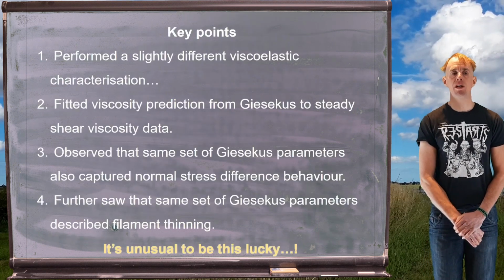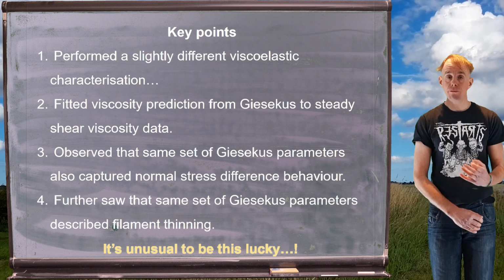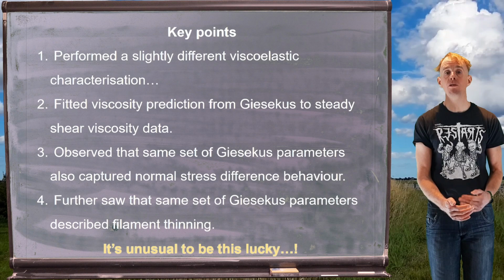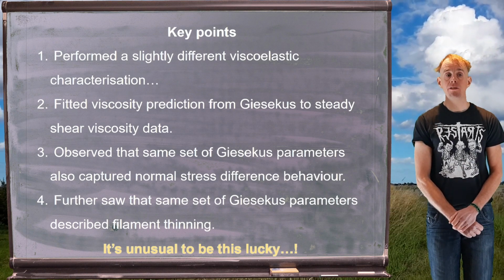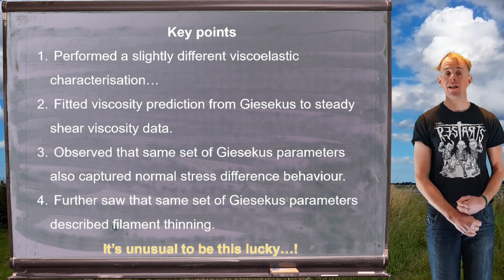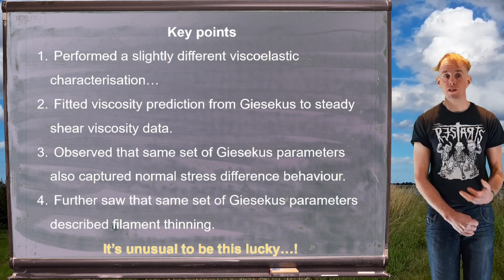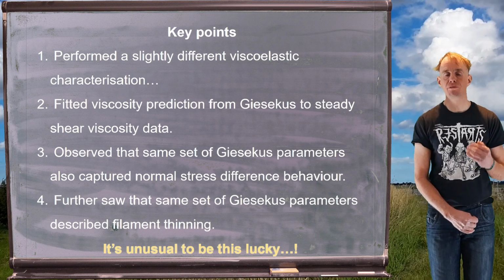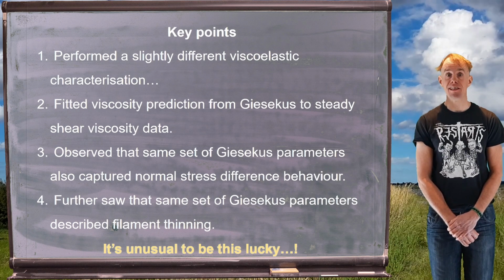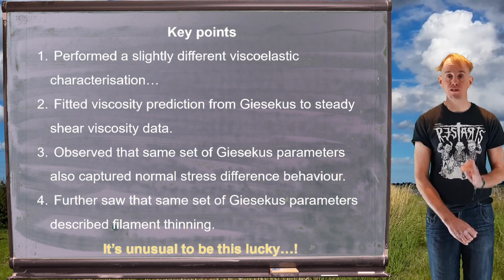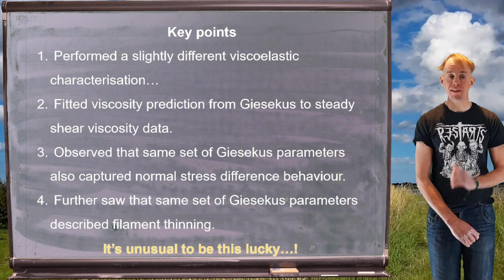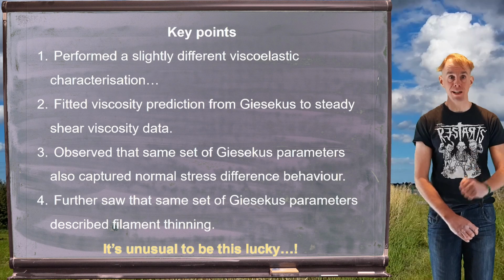So let's summarise a few key points. We've performed a slightly different viscoelastic characterisation this time. We performed fewer experiments and we used a differential nonlinear model. And we found that the Giesekus equation fitted very nicely both the steady shear viscosity data, the steady shear normal stress difference behaviour, and also the filament thinning behaviour. It has to be said, it's very unusual to be this lucky, to get one equation that will describe all these different deformations with a single set of parameters. If this happens, it's your lucky day. Go and buy a lottery ticket.